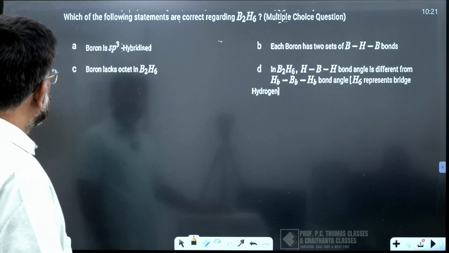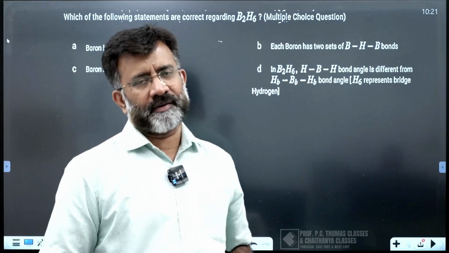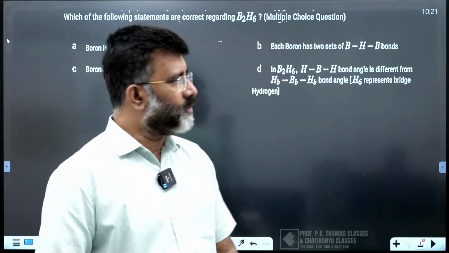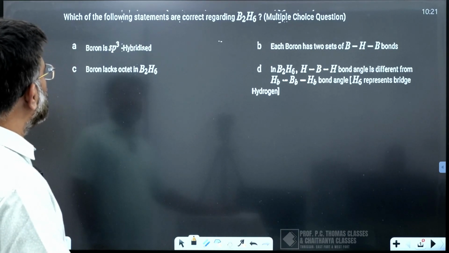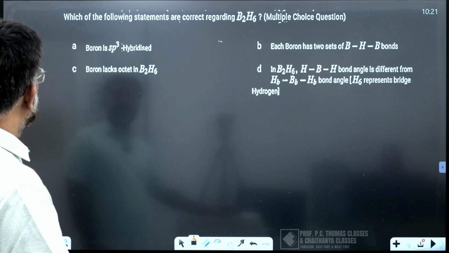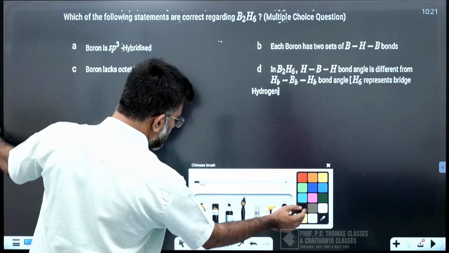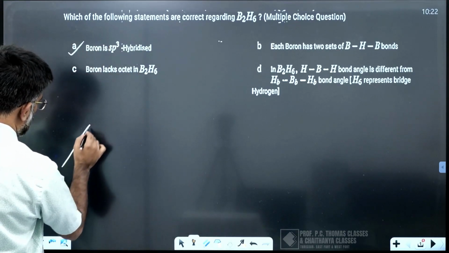We have the first question based on the structure of diborane. We want to know the correct statement. Option A, boron is sp3 hybridized. Yes, boron is sp3 hybridized, and this is the structure of diborane.